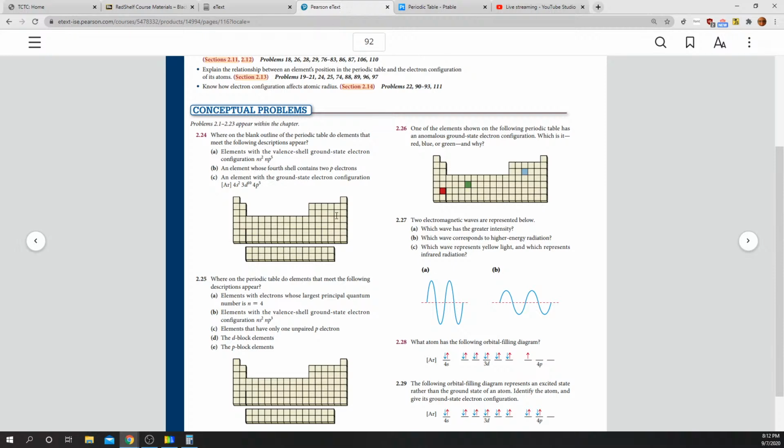All right, now 26. One of the elements shown in the following periodic table has an anomalous ground state electron configuration. Which is it? Red, blue, or green, and why? And it is going to be the green one. Okay, it's near the middle, but not at the middle of the d block. Remember, that's one of the ones you have to memorize, the anomalous configurations.